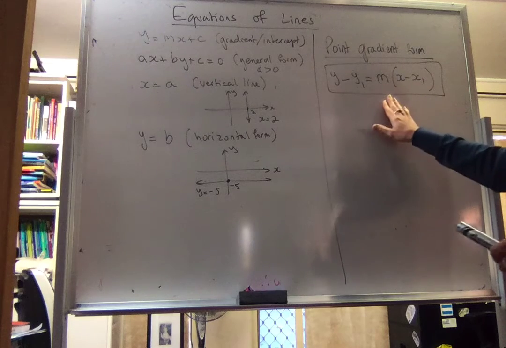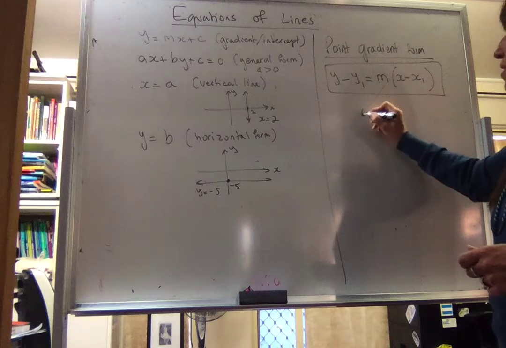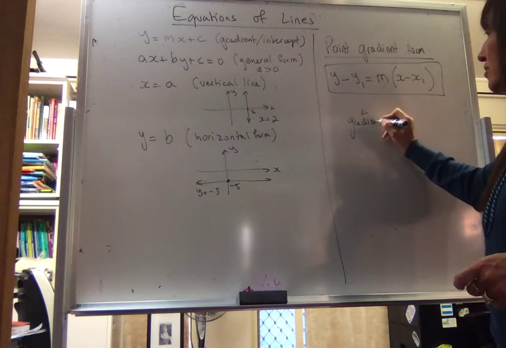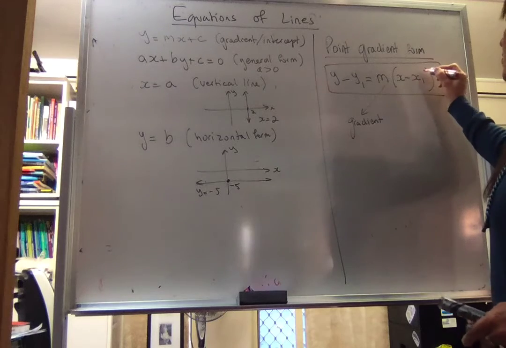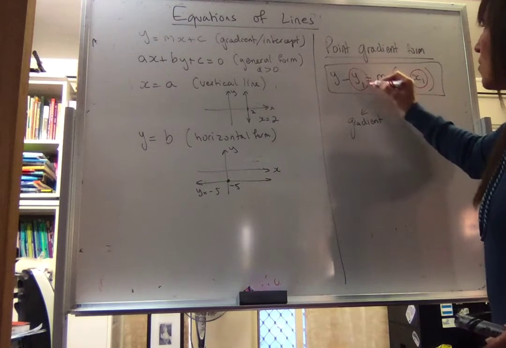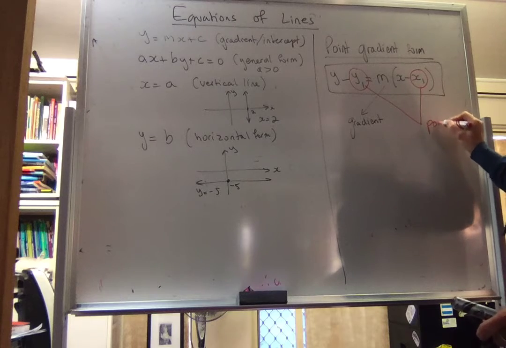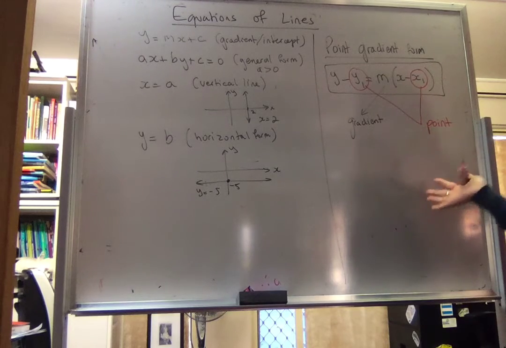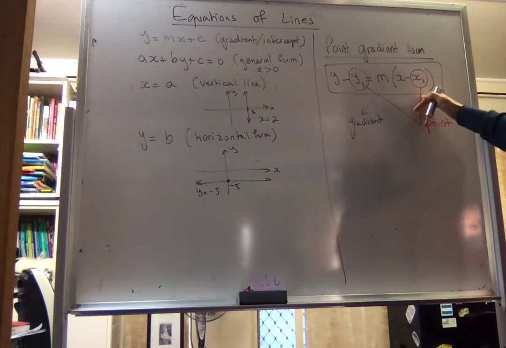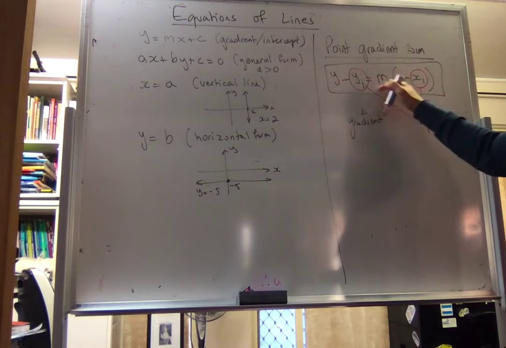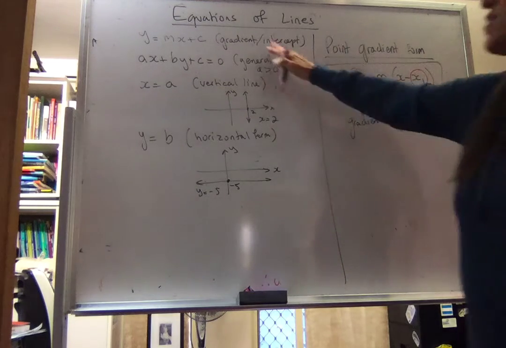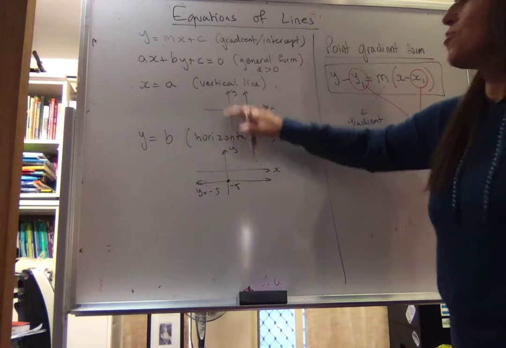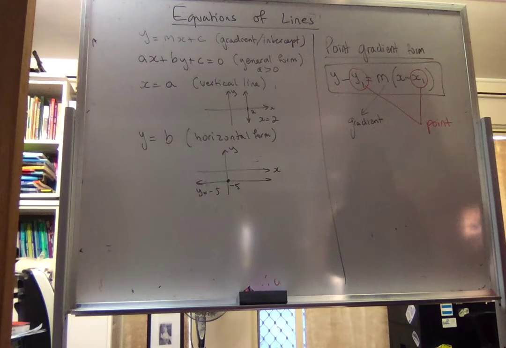Okay, so what do we need to use this? Well, we need the gradient, and we need a point. So here is my x1, my y1. So this is the point that I need in the question, or somehow I need to figure it out. So I need a point and a gradient. And of course, these don't change, okay? Because it's got to be in the form of either a gradient form, a general form, or either of these, depending on what the question says.